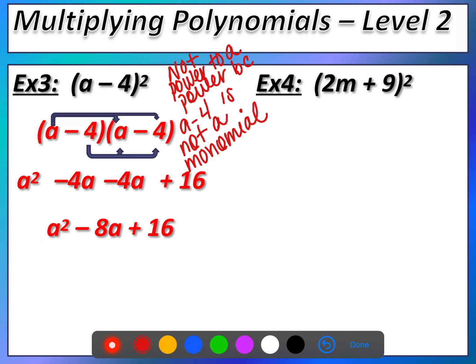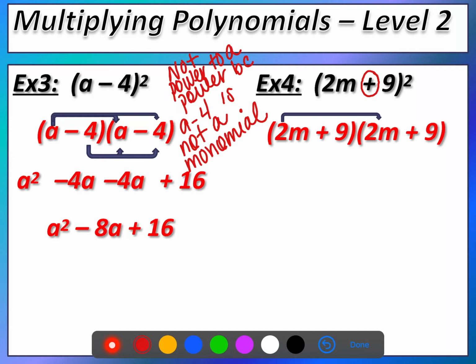So at this point, if you want to pause your video and try and do example 4 on your own, I highly recommend it, and then come back and join us once you have an answer to check. Okay, so I know that this is a FOIL problem because there is an operation inside the parenthesis, not power to a power. So this means I'm multiplying it by itself.